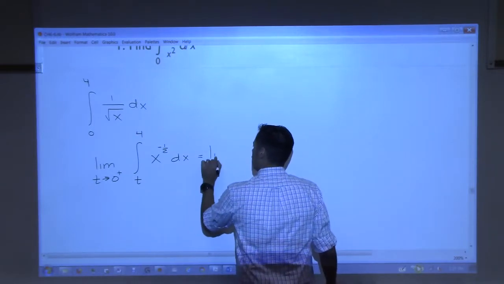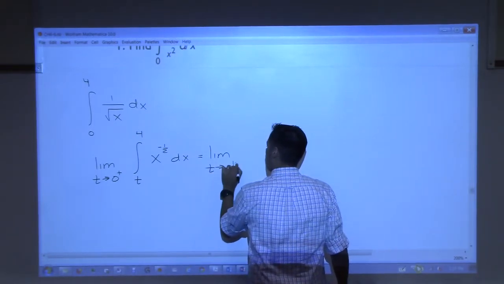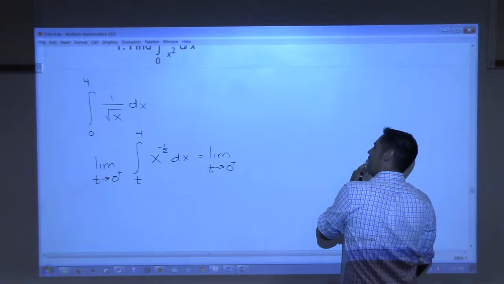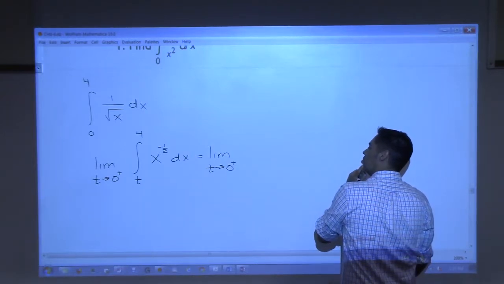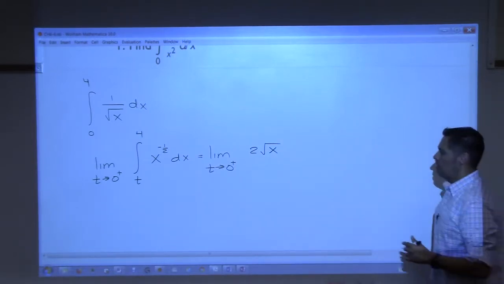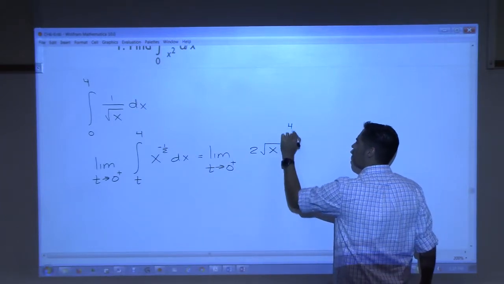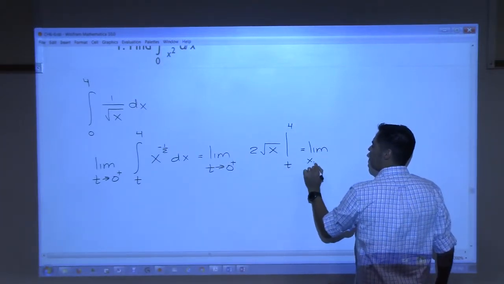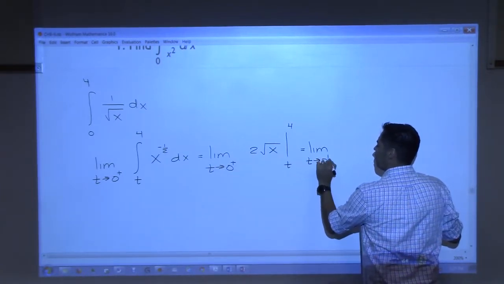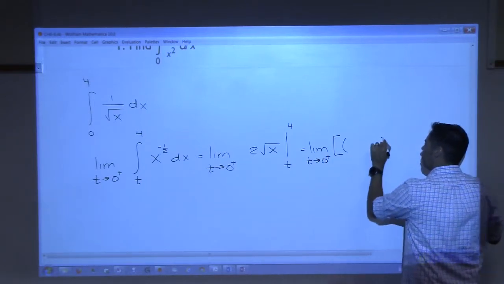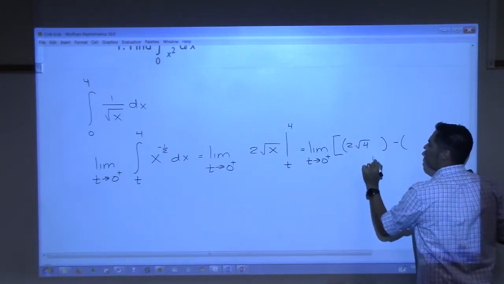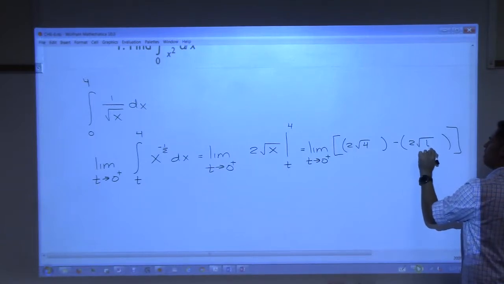So this is limit t approaches 0 from the right. The antiderivative of that is what? Two root x, or 2x to the 1/2. And we're going to be evaluating here at t and 4. t is approaching 0 from the right. We're going to be plugging in two things. So let's plug in 4 first, 2 root 4. And then here we're going to have 2 root t.